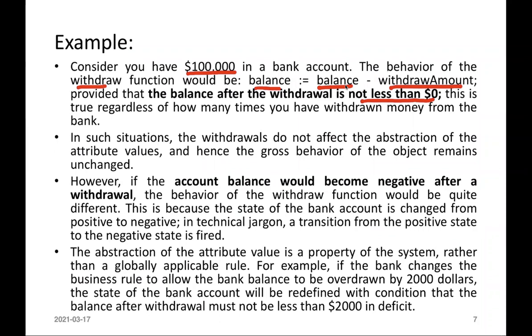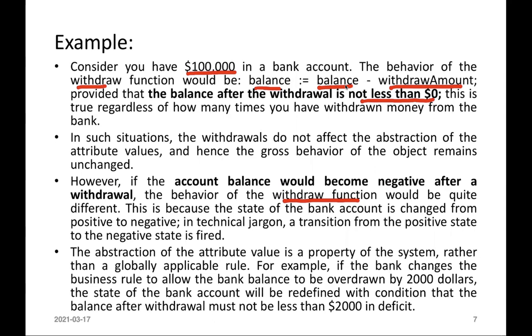However, if we look at this problem in particular, we can see that the account balance would become negative after a couple of withdrawals. So at this point, we are interested in monitoring not only the functionality of the withdrawal function, but also the behavior of the withdrawal function, which would be quite different based on the transitions of withdrawals. This is because the state of the bank account has now changed from positive to negative. In technical terms, a transition from the positive state to the negative state is now fired. The abstraction of the attribute value is a property of the system itself, rather than a globally applicable rule.